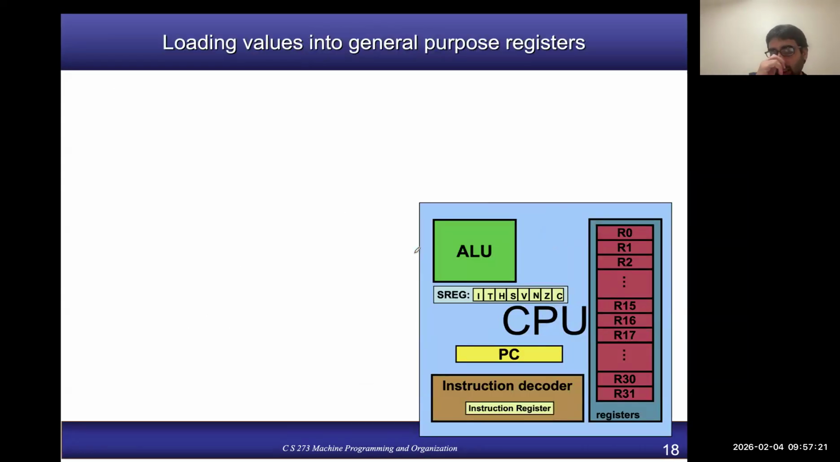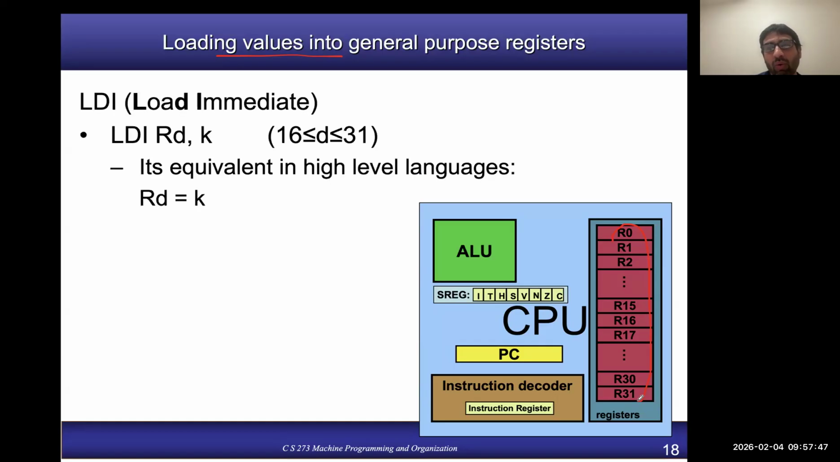So let's start learning the assembly language of the ATmega328P by starting with a very simple operation, which is loading values into general purpose registers. So we have these registers, R0 to R31. Let's say I want to put some arbitrary value in one of these registers. How can I do that? What instruction will I use?